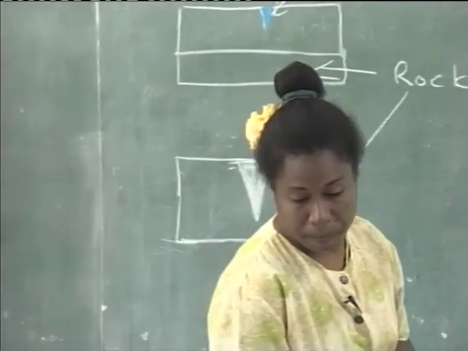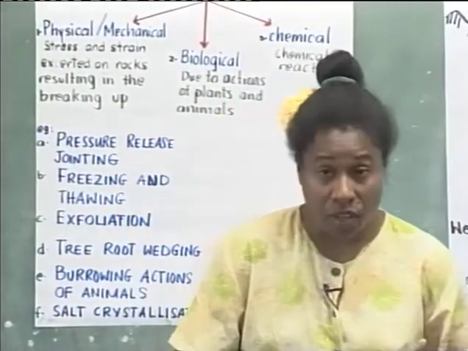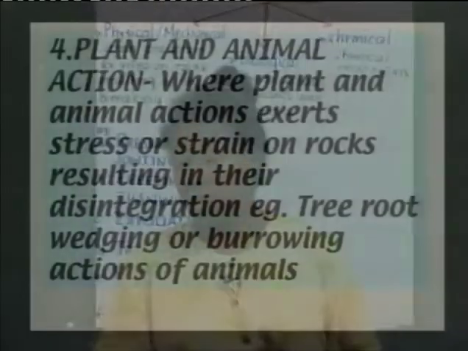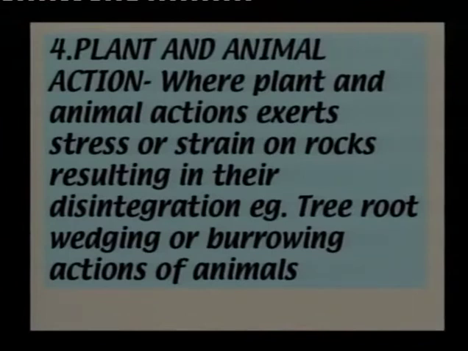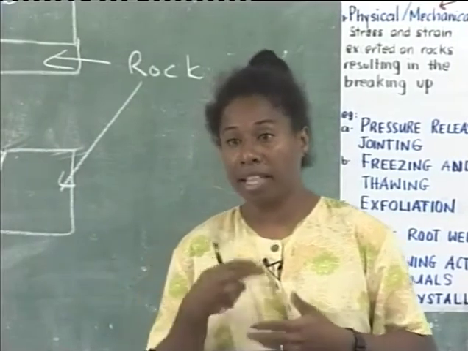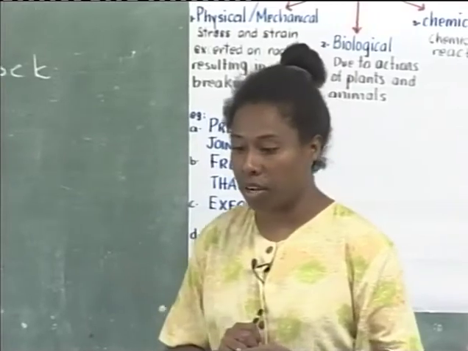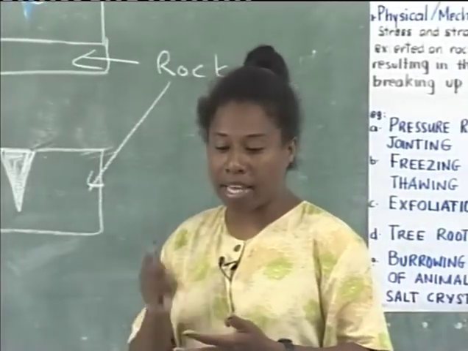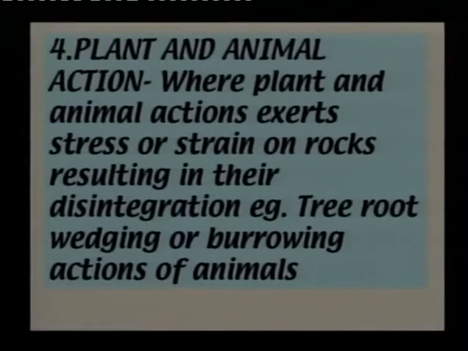Okay, finally, the last example I'd like us to look at is that of plant and animal action. Some of you might be sitting down, but plants and animals should go with biotic or biological weathering. Here we are looking at their actions. The actions of plants and animals can also classify the type of weathering under physical or mechanical. When plants and animals exert stress or strain onto rocks, resulting in the rocks breaking, then we can say physical or mechanical weathering has actually taken place. But it is mainly because of the action of the plants or animals.